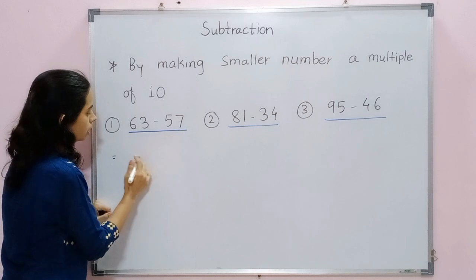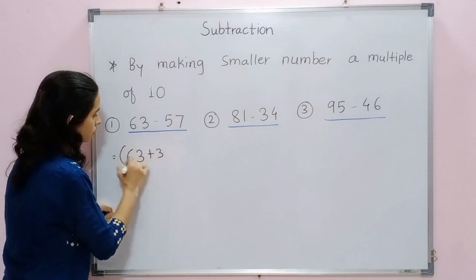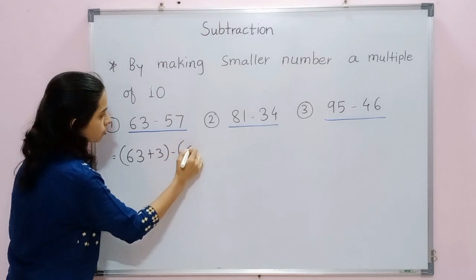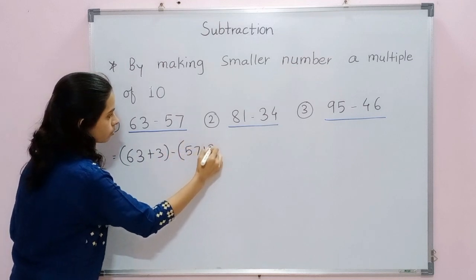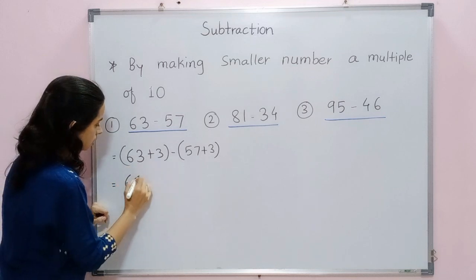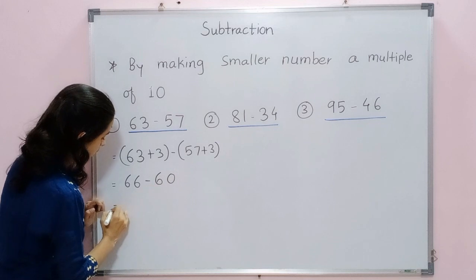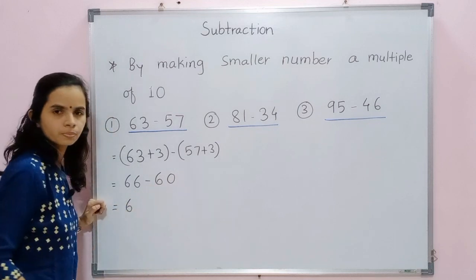Here we will add 3 in both the numbers. 63 plus 3, 57 plus 3. Then we will get here 66 minus 60. So our answer will be 6.